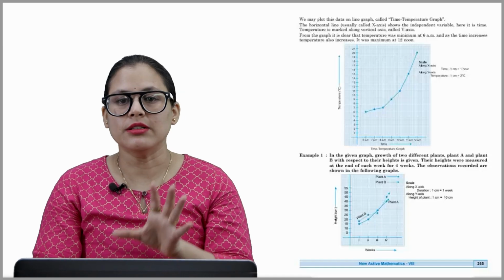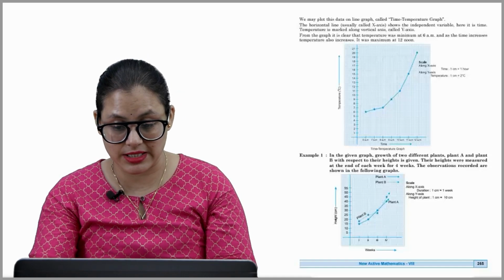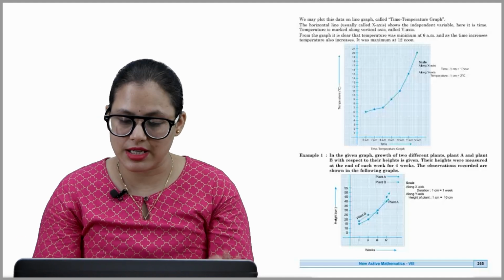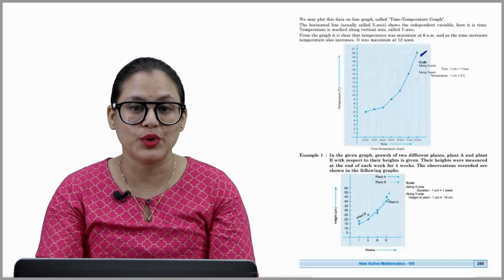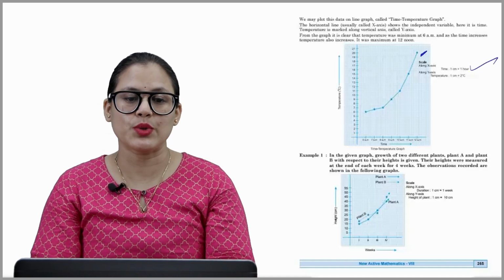From the graph, it is clear that temperature was minimum at 6 a.m. and as the time increases, as you can see in this graph, temperature also increases, and it was maximum at what? At 12 noon. Okay. Scale is also given here. Okay, now let's do example 1.